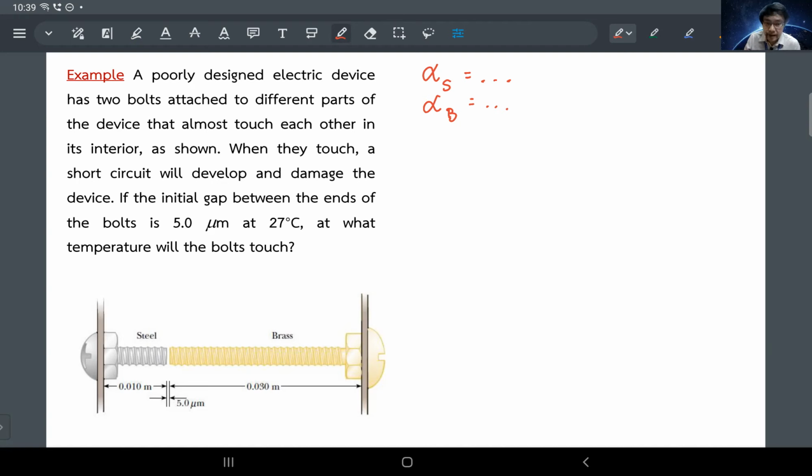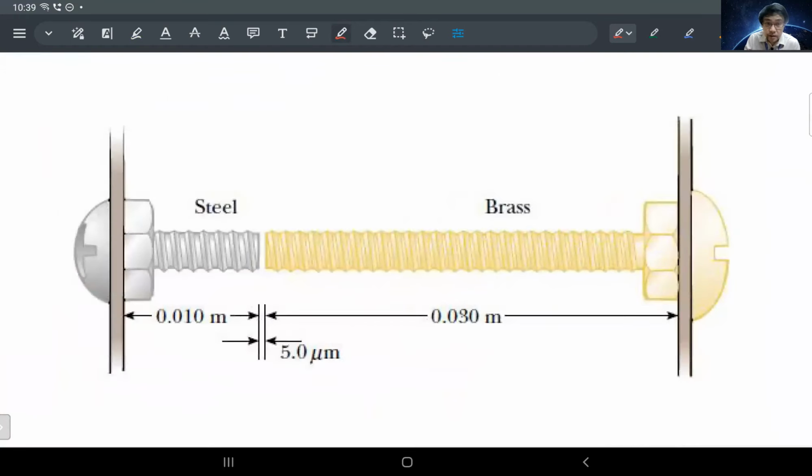So how should we set up the main equation? Think of it this way. They're going to touch when the expansion closes this gap, right? But the expansions must come from the steel and the brass contributions. When temperature rises, there will be a delta L coming from the steel, let me put the subscript S for that, and there will be an expansion coming from the brass, let me put the subscript B for that. The sum of these two expansions must eventually close this gap.